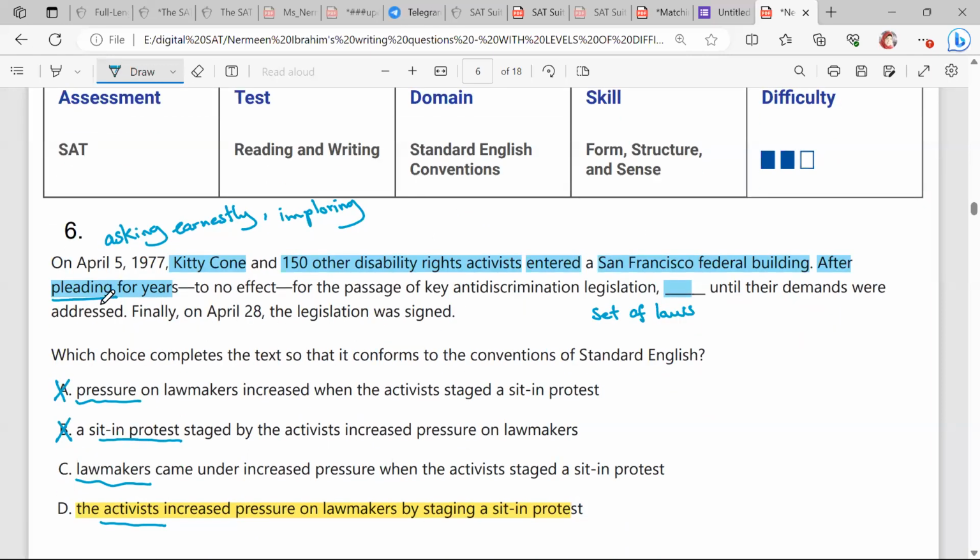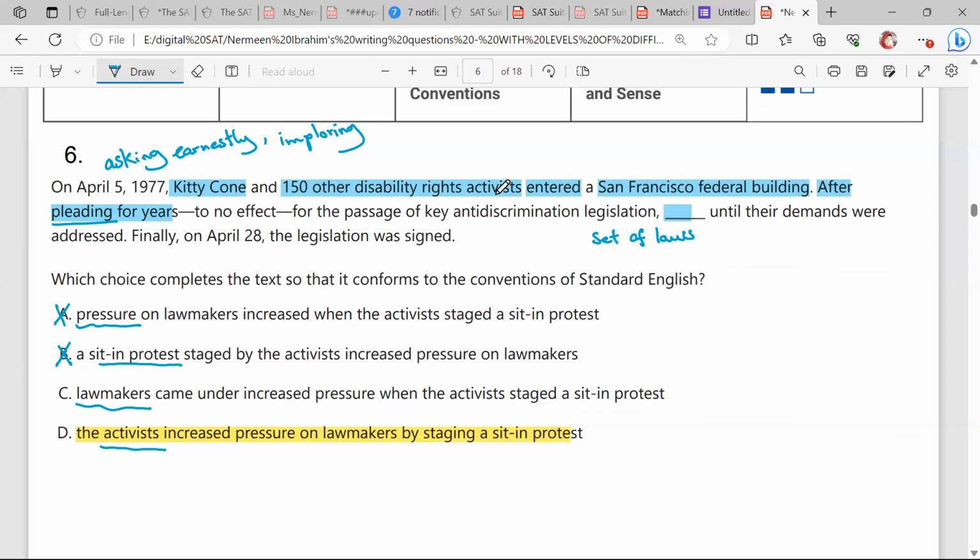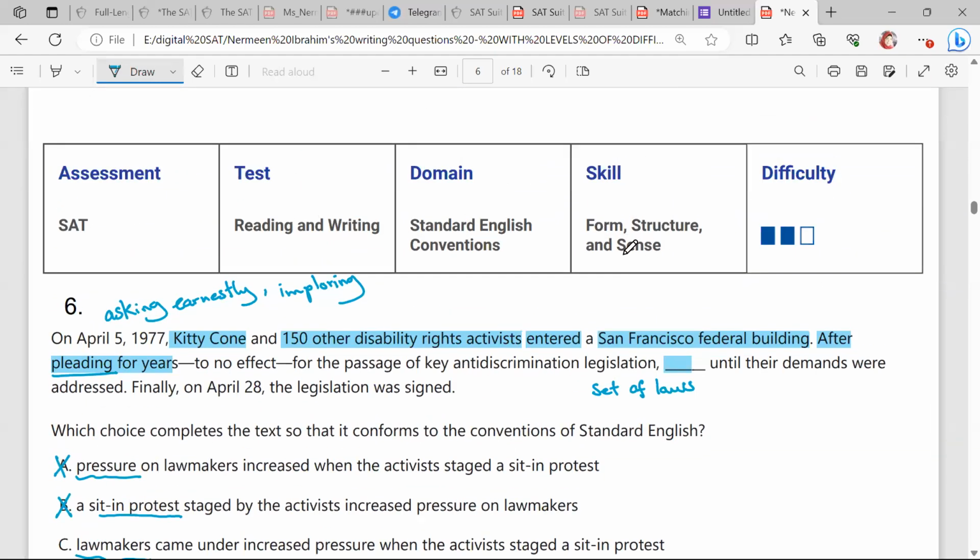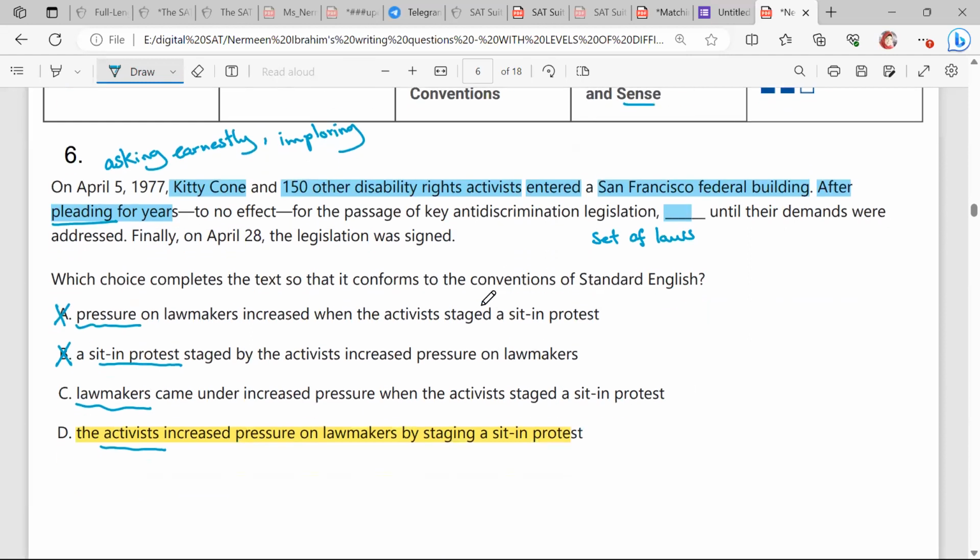Sense. Okay, who's supposed to be pleading for years for the passage of key anti-discrimination legislation? The activists, they are requesting, asking the lawmakers. So the lawmakers are not the ones who are pleading. That's why we need our answer to make sense. Is it clear? So letter D is the best answer. Any questions? Did you get it correctly? Now, the people who answered it incorrectly, did you understand why?